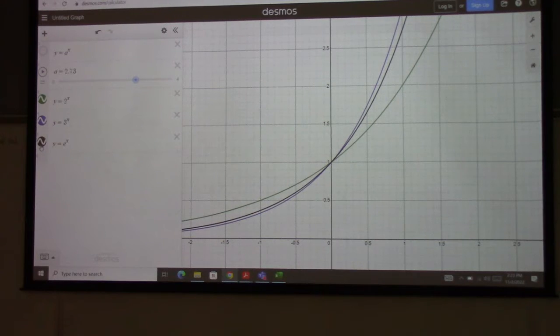for a greater than 0 and a not equal to 1.